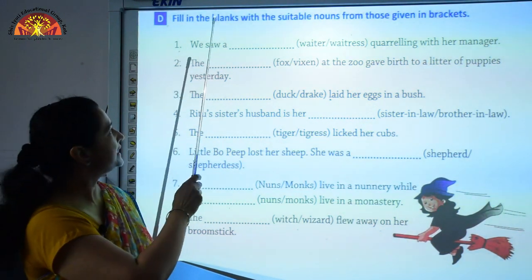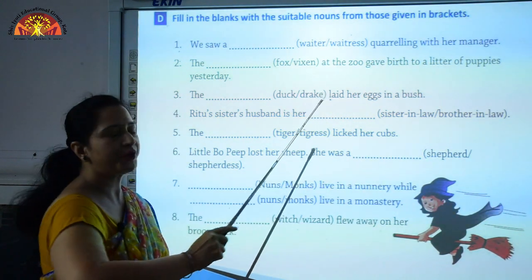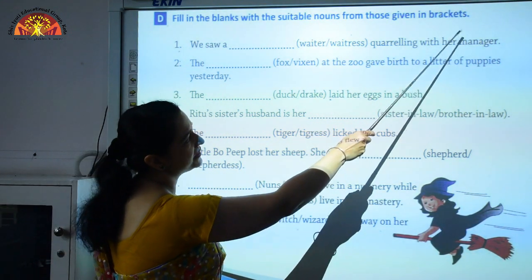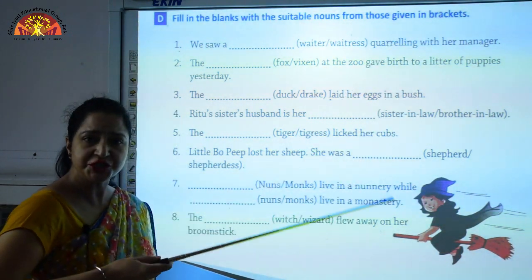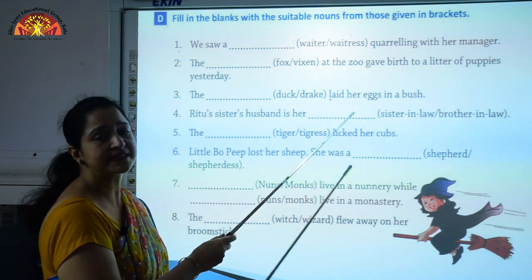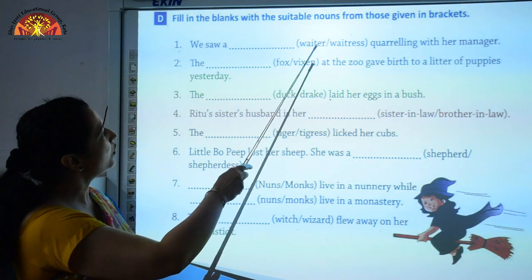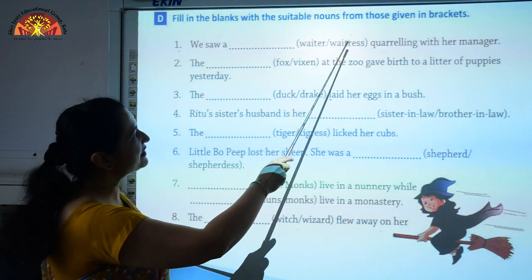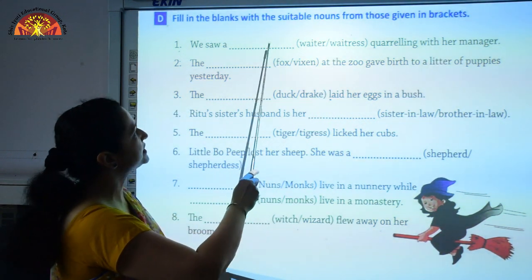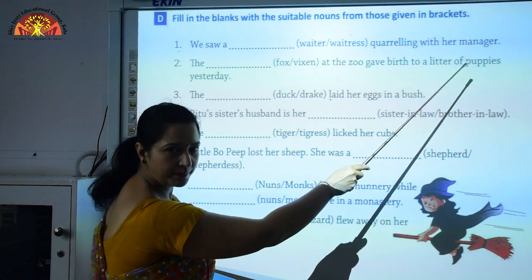Okay. Now let's start. We saw a dash quarreling with her manager. Now what do you mean by quarreling? Quarreling means fighting. Now here in this sentence we are using her, and for which noun do we use her? For feminine gender we use her. We have done this in pronouns. So we use her for females. Okay. So waiter is masculine gender and waitress is feminine gender, and here we are using her. So waitress will come in this blank. We saw a waitress quarreling with her manager.